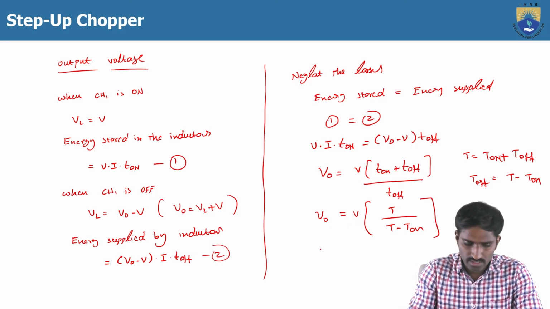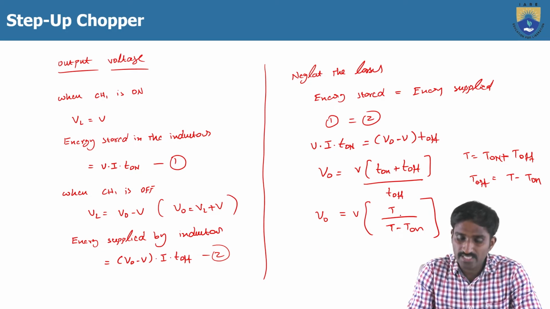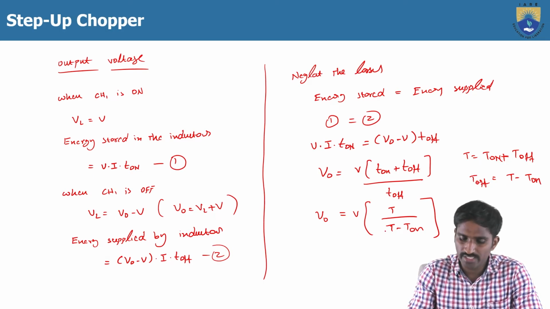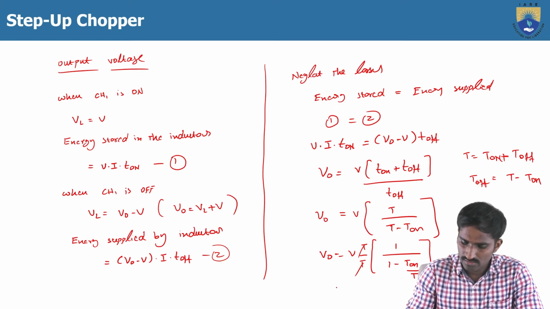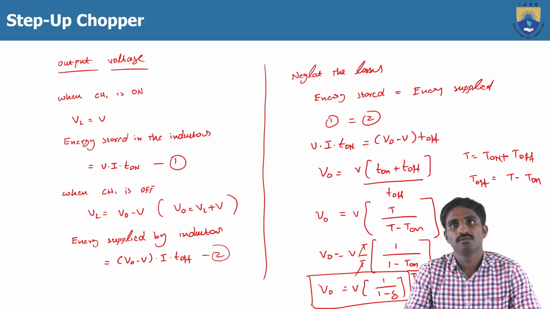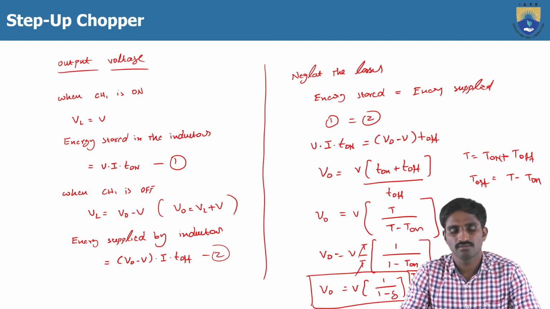Okay, V naught is equal to, if you take T as a common in the numerator and denominator, then V naught is equal to V into 1 by 1 minus T on by T. So here T will get cancelled. Then we can write V naught is equal to V into 1 by 1 minus T on by T, which is equal to delta. So this is the output voltage equation in case of the step up chopper: V naught is equal to V into 1 by 1 minus delta.